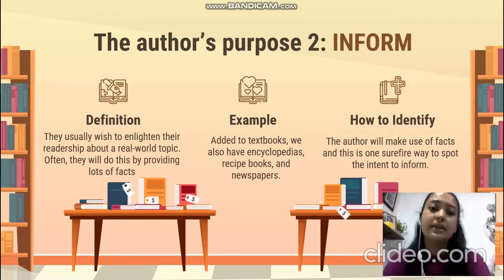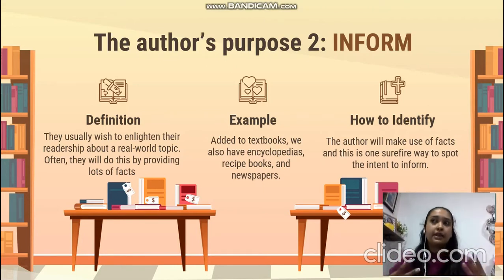And how can we identify this? In the process of informing, the reader is going to try to identify some facts, and this is a sure way to spot the intent to inform. In this case, a student must become adept at recognizing hidden opinions through practice. So we have to teach the students to be aware of persuasion masquerading as information.